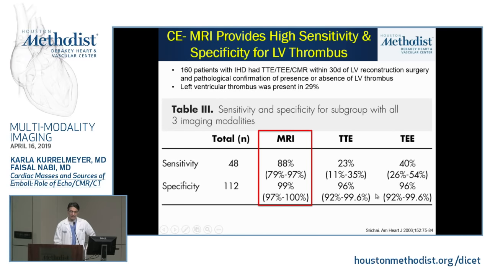What is some of the data behind CMR and thrombus imaging? I think this is some of the strongest. 160 patients who had all imaging techniques and then actually went to the operating room for final determination at 30 days for pathological confirmation. Thrombus was present in 39% of the population here. And what you can see is compared to the other techniques, CMR had the highest sensitivity, and when we said it was thrombus, it was thrombus 99% of the time.